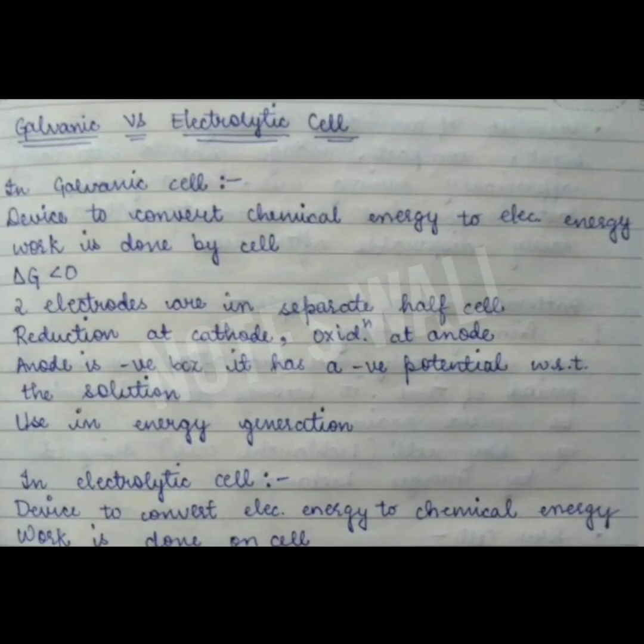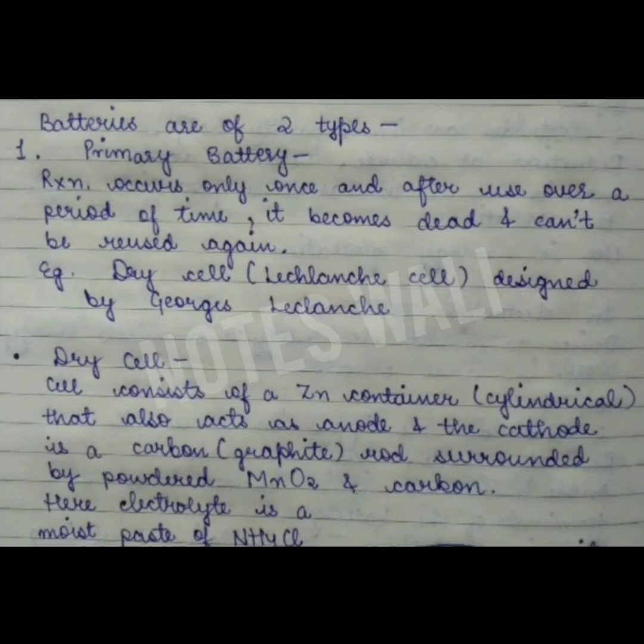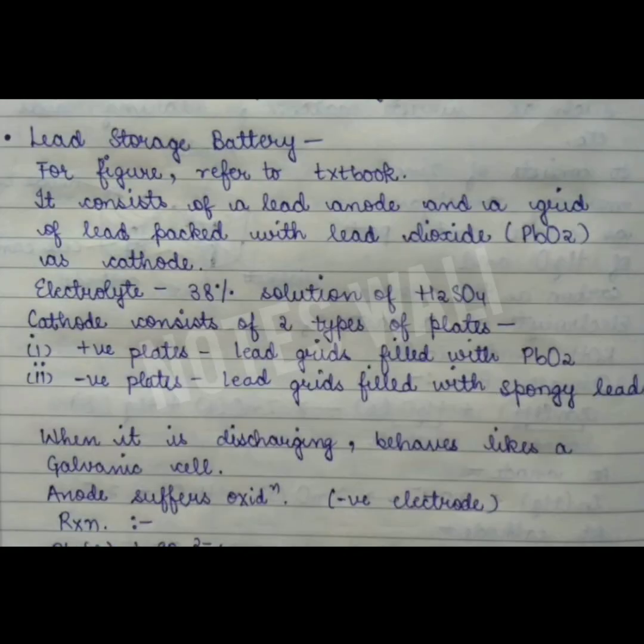After that, we do a brief comparison of galvanic and electrolytic cells. The next topic is the construction and working of a battery. Batteries are of two types, primary battery and secondary battery, and we have also explained some examples of primary and secondary batteries. Examples of a primary battery include the dry cell and the mercury cell. Examples of a secondary battery include the lead storage battery and the nickel cadmium battery.